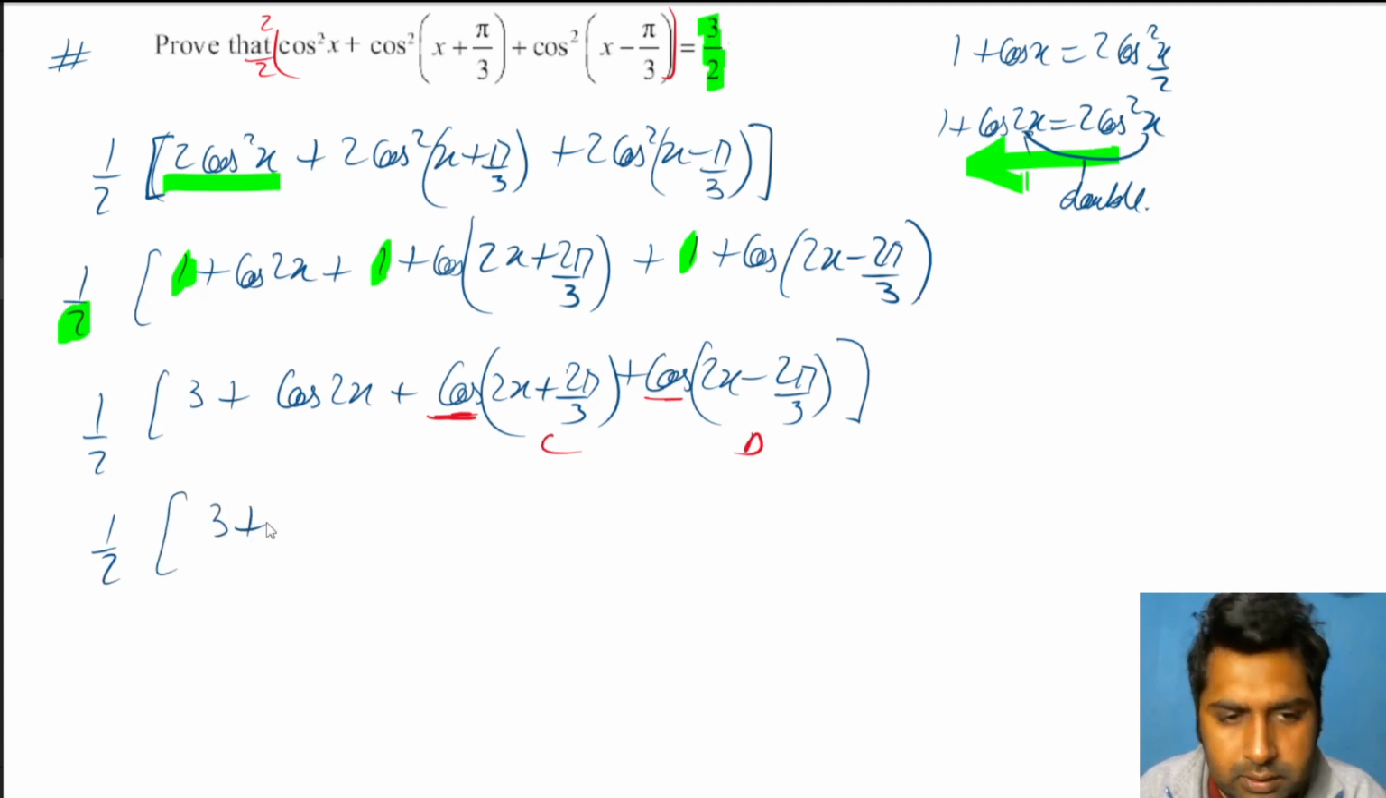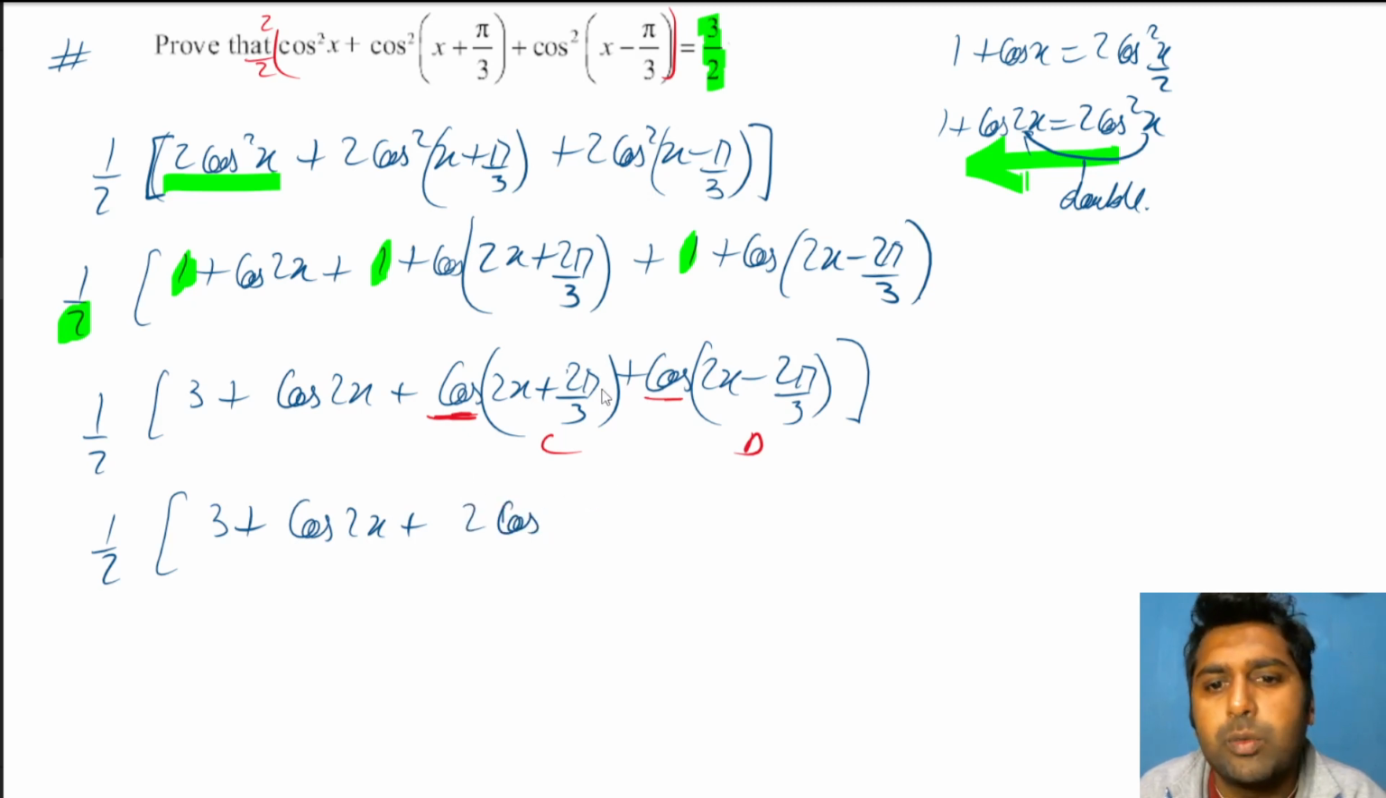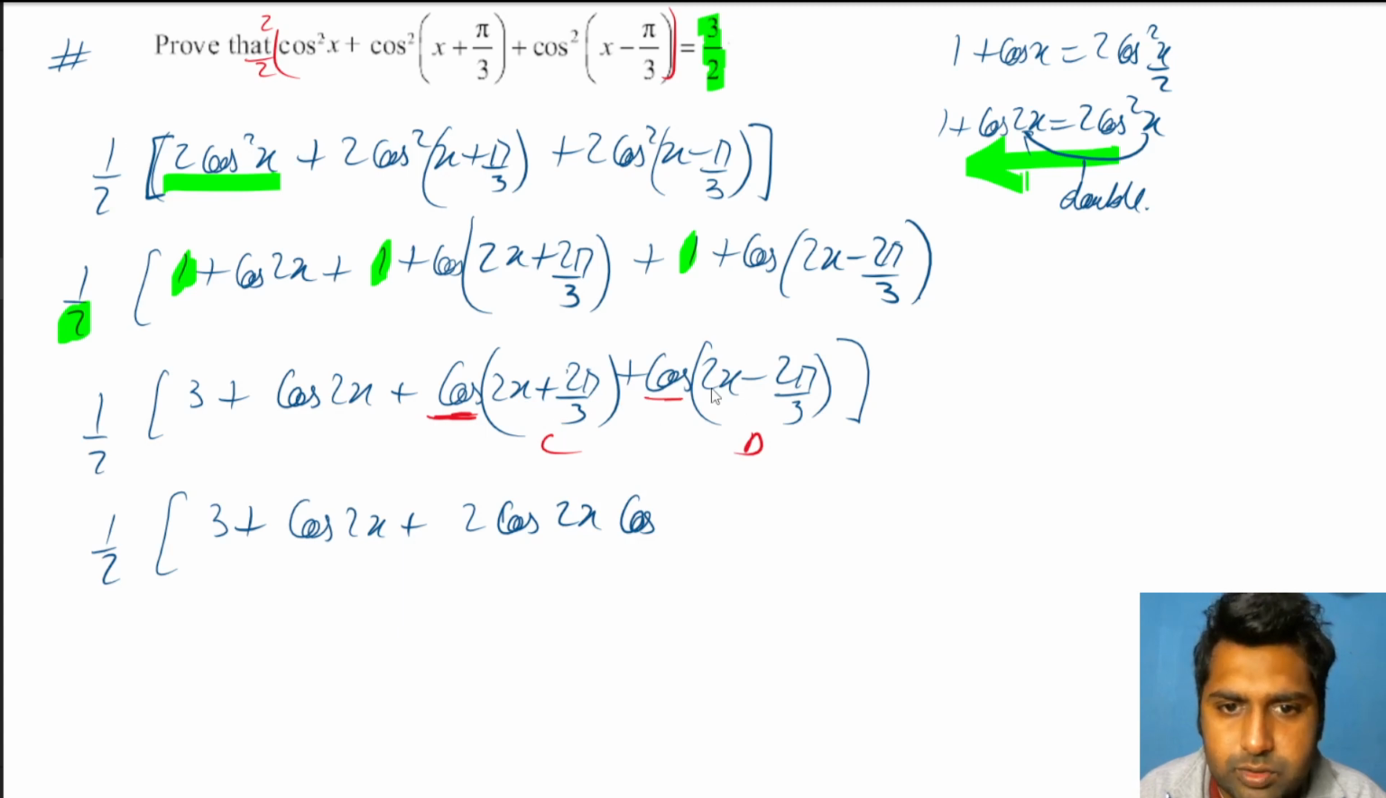So 3, cos 2x, 2 cos angles. First, what we do? Add and divide by 2. So 2x plus 2 pi by 3, 2x minus 2 pi by 3. 2 pi by 3, 2 pi by 3 cancels. 2 plus 2, 4. 4x by 2, 2x. And then again cos C minus D by 2. So subtract them. When you subtract them, 2x and 2x will cancel. 2 pi by 3 minus of minus 2 pi by 3, you'll get 4 pi by 3, and then divide by 2, again you'll get 2 pi by 3.